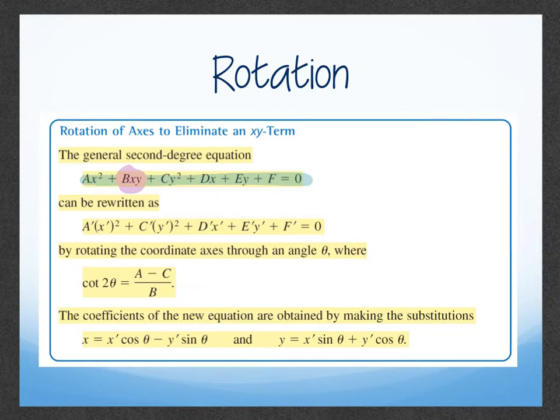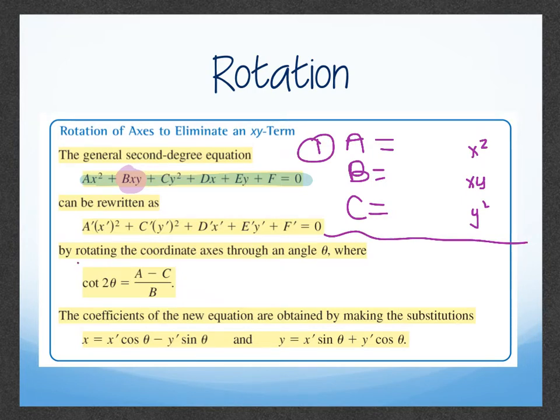So the first thing you're going to do is identify A, B, and C. A comes from the x squared term. B comes from the xy term. C comes from the y squared. So A is x squared, B is xy, C is y squared. Those are going to be constants. That's step 1.